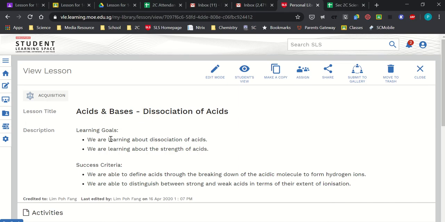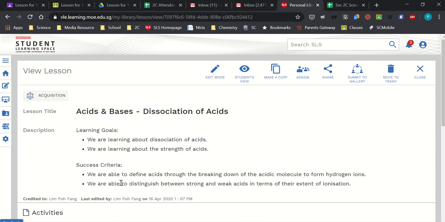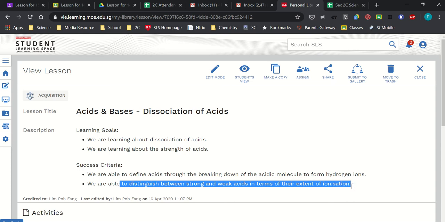We are learning about dissociations of acids, okay, and we are also learning about strength of acids. What is our success criteria for today? At the end of the lesson, you should be able to define acids through the breaking down of acidic molecules to form hydrogen ions. So this is the dissociation process that we're talking about. And also, you should be able to distinguish between strong and weak acids in terms of their extent of ionization. So this is in terms of how much of the molecules can be turned into hydrogen ions, can be broken down to form hydrogen ions.